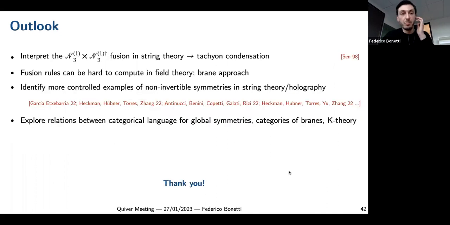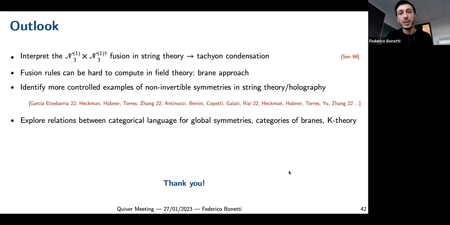There are many possible directions that one can consider. One thing that applies to this specific example and presumably others is the other fusion rule, the defect with its conjugate. As you might have noticed, it's something I mentioned in the field theory, but I didn't give you a stringy picture for that because we're still figuring it out.